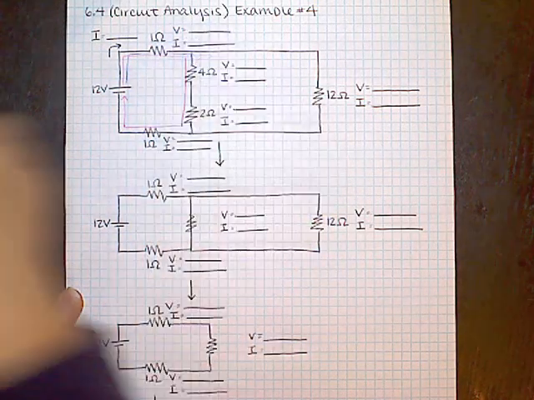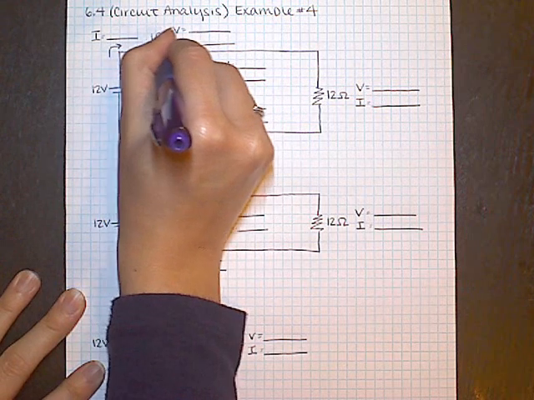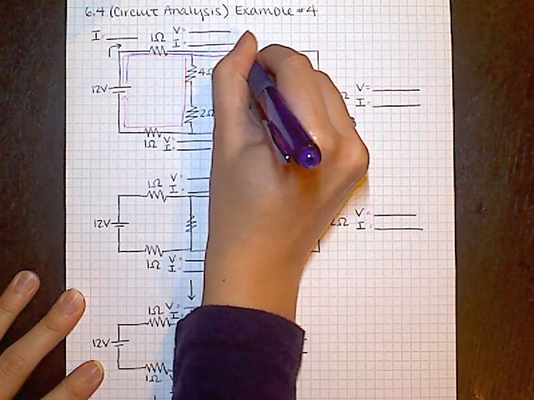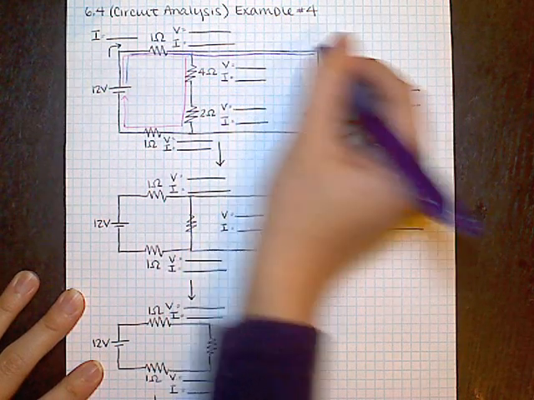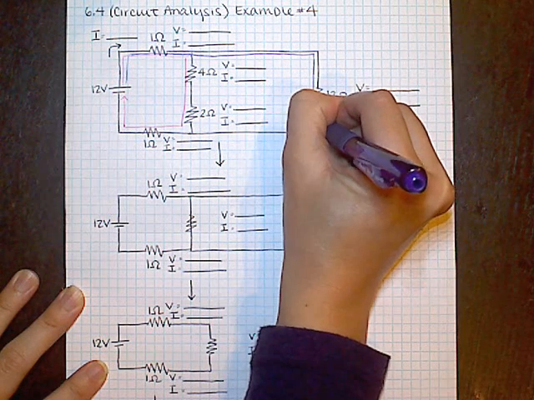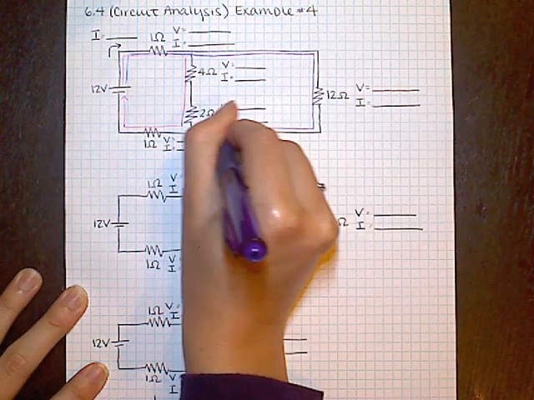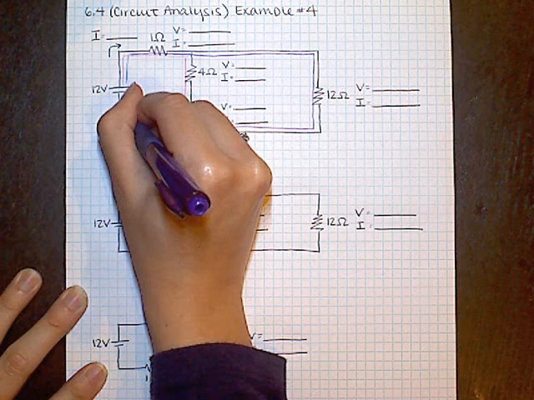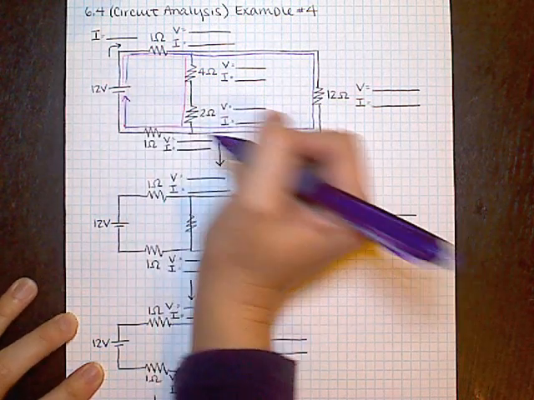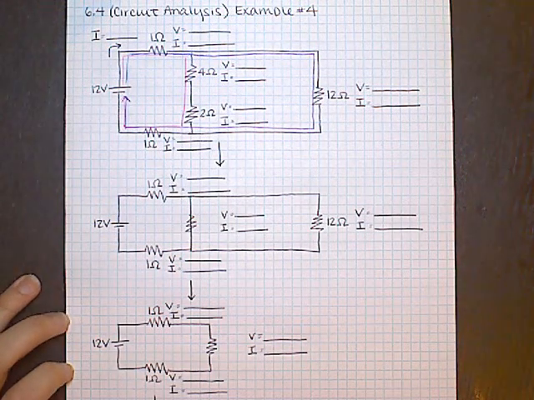The other pathway that other current can take is up here, also through this 1 ohm resistor. Through this 1 ohm resistor, and then turning right at the junction, down through this 12 ohm resistor, and then back through that last 1 ohm resistor to the other side of the battery.